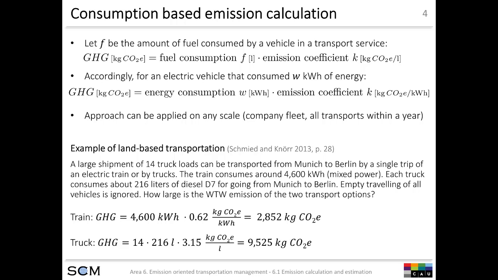The resulting emissions are then simply computed by multiplying the fuel consumption F and the corresponding emission coefficient K that is taken from the previous slide and corresponds to the particular type of fuel that was used by this vehicle. Accordingly, for an electric vehicle that consumed W kilowatt hours of energy while going from location A to location B, the emissions are simply computed by multiplying the energy consumption W by the corresponding emission coefficient K, and here the emission coefficient reflects the type of power as we've seen at the previous slide.